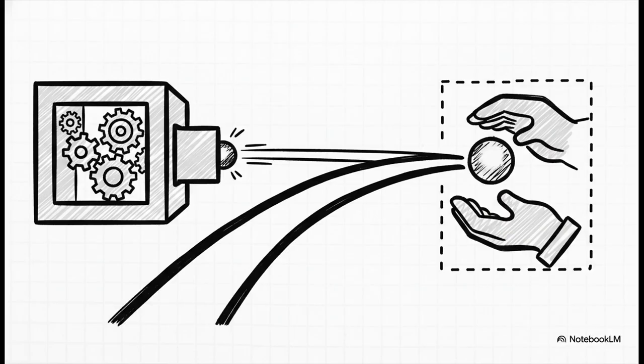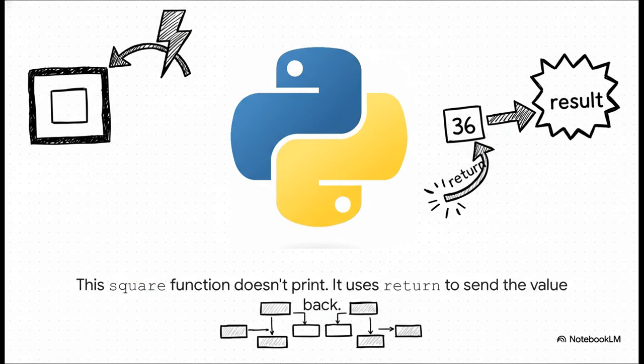And the magic word that makes all of this happen? You guessed it, it's return. Literally, whatever you put after that return keyword is what the function hands back to the rest of your program. Check this out. This is a perfect example. Our square function takes a number x, calculates x times x, and then it returns that value. And look at how we use it.